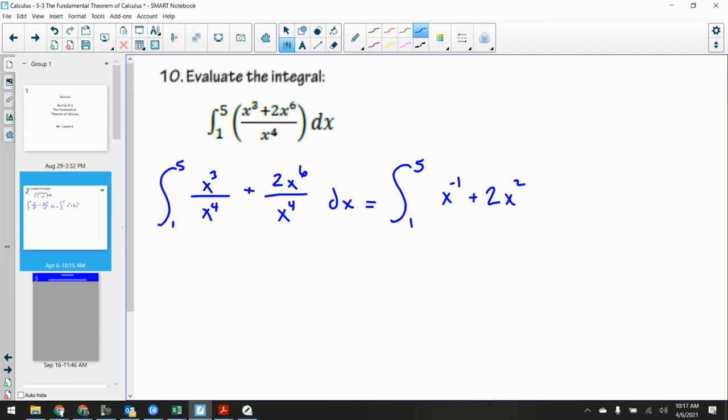Now to do that, I need to think about, what does x to the negative 1 turn into? Ln of x, natural log of x. That's the weird one. That's the only one that looks like a polynomial that turns into something weird. It turns into ln of x. So this is ln of x. And I would say absolute value of x, but does it matter? No, because both of these endpoints are positive, so I don't need to worry about any sort of negatives going on. So I'm just going to write it as just ln of x plus 2x to the third over 3 from 5 to 1.